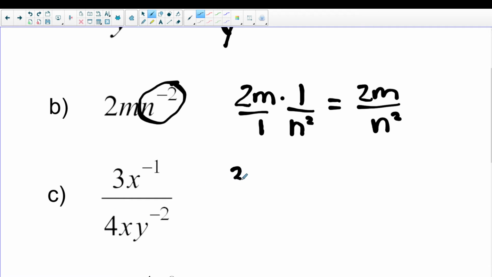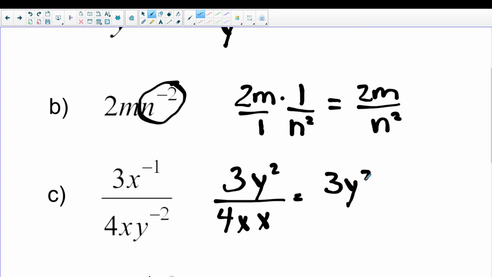So I'd have 3, and then this y to the negative 2 power is going to move up to the top. This is going to become y to the positive 2 in the numerator. And then in the denominator, I have a 4, and I have an x, and then this x comes down to join it. So this x moves down to the denominator and becomes x squared here. So this is 3y squared over x squared. Sorry, 4x squared.